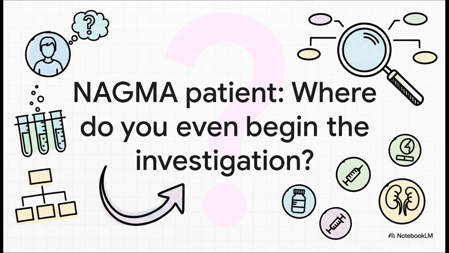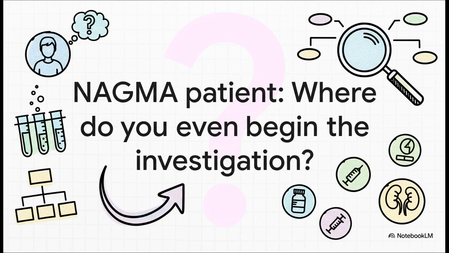So, just picture it. You have a patient, they clearly have metabolic acidosis. You run the numbers, you calculate that anion gap, and it's normal. This, my friends, is NAGMA, normal anion gap metabolic acidosis. And just like that, your usual suspects, ketoacidosis, lactic acidosis, they're all off the table. So where do you even go from here?